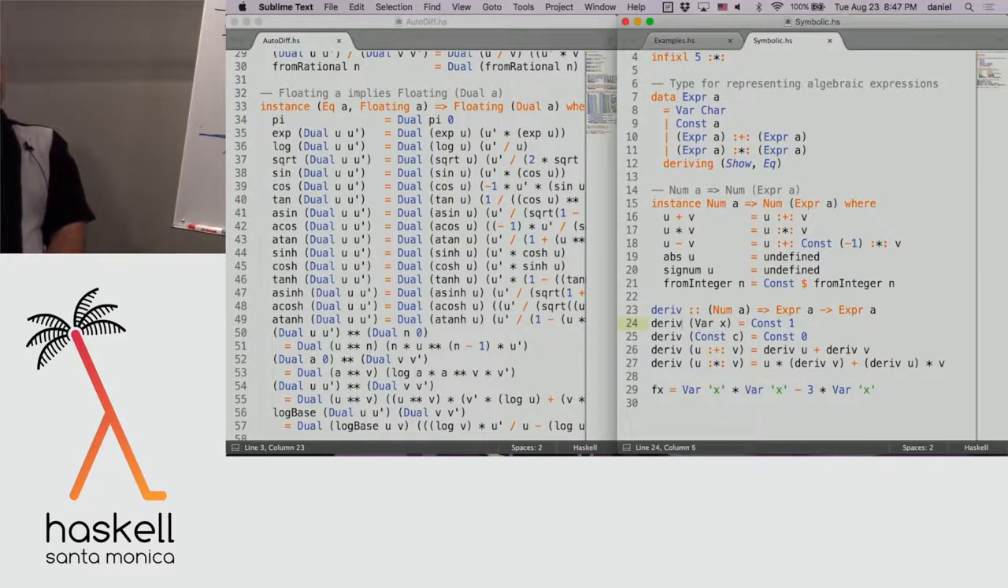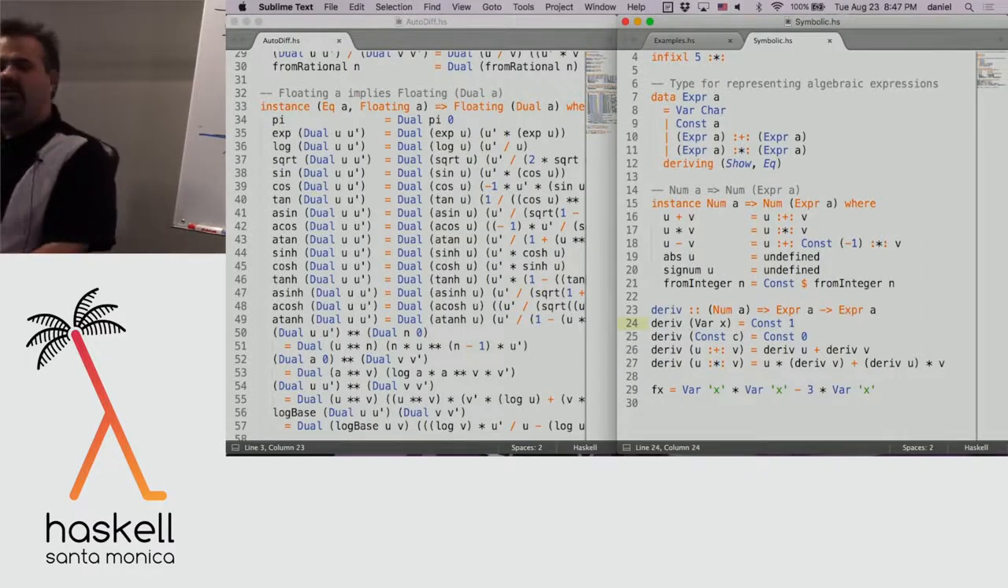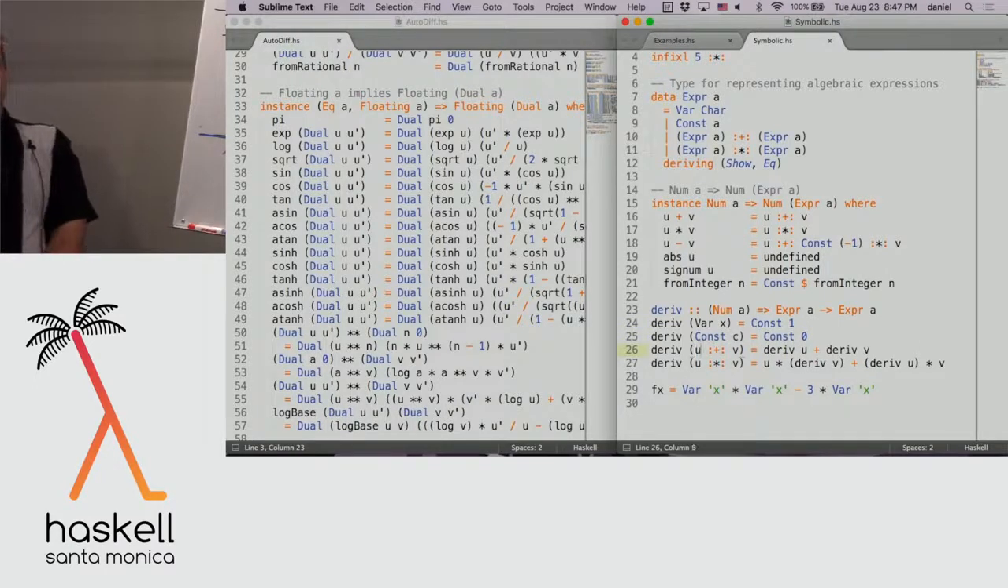And so we have deriv of var x is const 1, derivative of x is one, derivative of a constant is 0, derivative of the sum of two expressions is the sum of their derivatives, derivative of the product of two expressions is the product of their derivatives. And here I wrote a function, well, I lie. This one is a math function, it is not a Haskell function. It's got kind star.